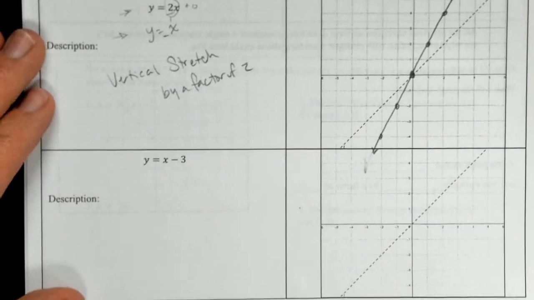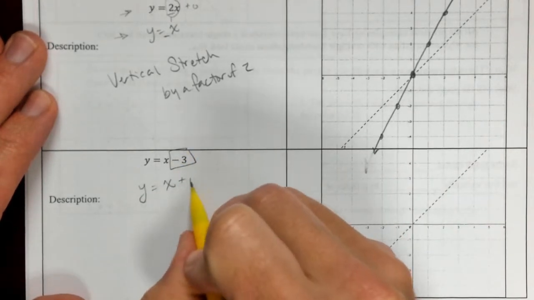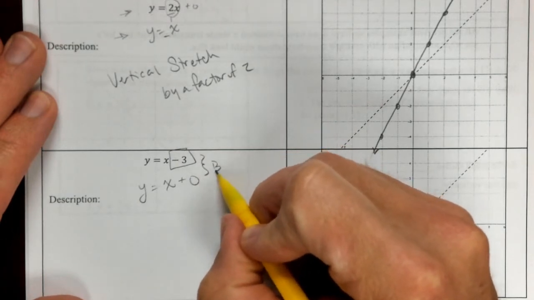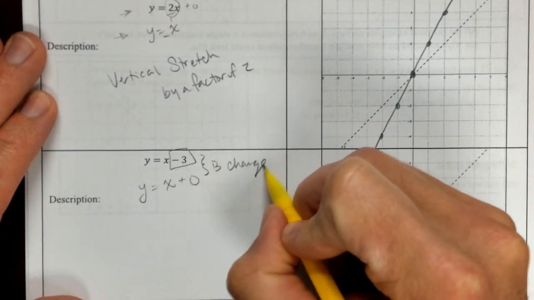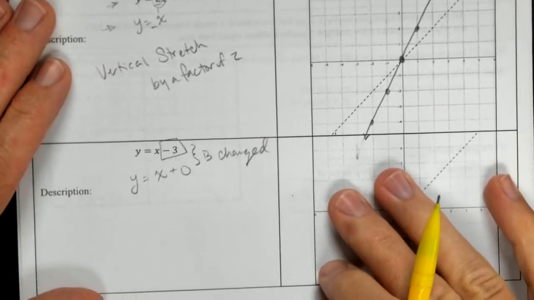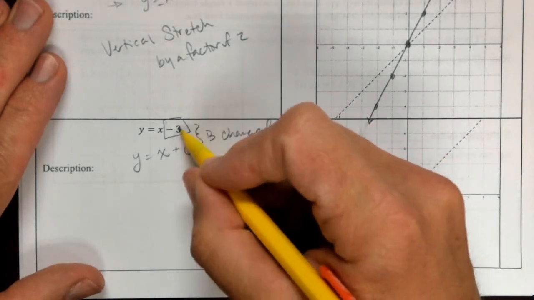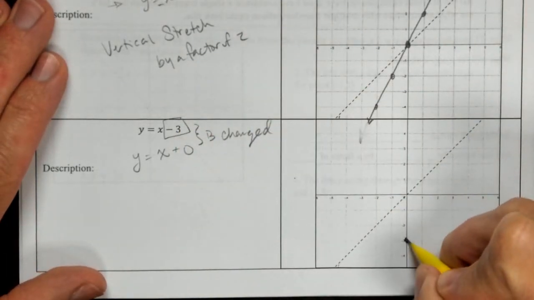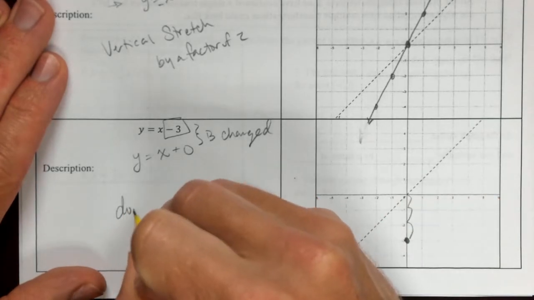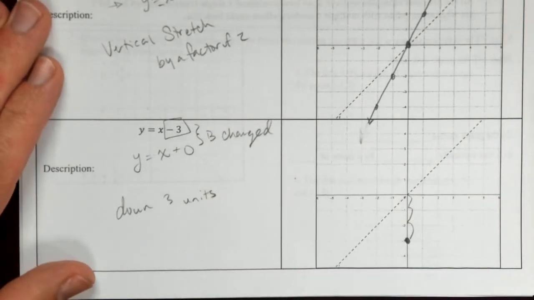Going to the second one. Again, we're basing it off of our parent function, which has a y-intercept at 0. So I can see here that my b's changed. And if we go back to our notes, if the b changes, it's a vertical translation. So we're either moving up or down. We moved down 3. We went from 0 to a new y-intercept at negative 3. So my graph shifted down 3 units. Vertical translation down 3 units.